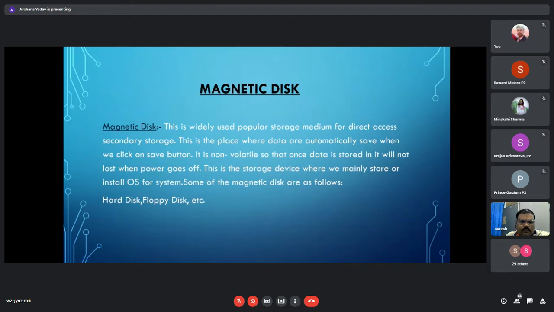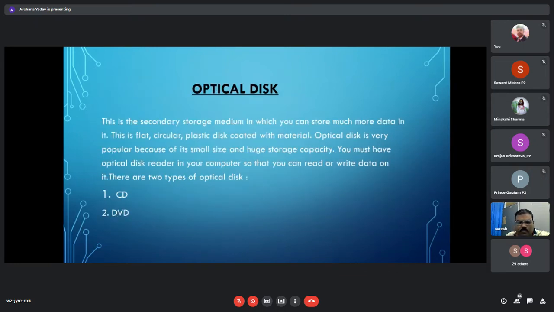And it is also further divided into hard disks and floppy disks, etc. And then comes the optical disc. Optical disc is where we store our data optically. We use light rays, and then it is stored in various forms. It's flat and circular, and it's coated with a material.